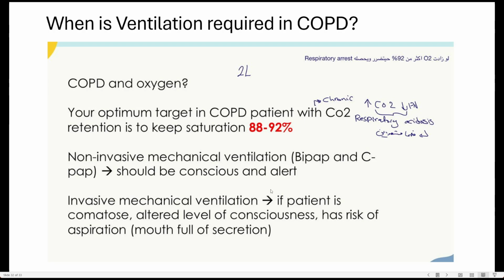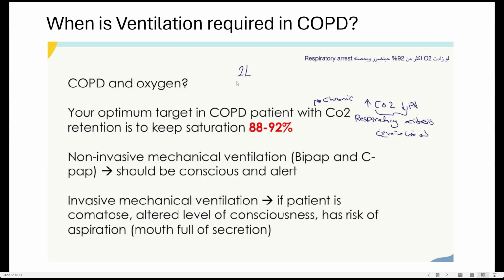But if the patient is at increased risk of aspiration, so let's say the patient is comatose, or he has altered mental status, or he has a stroke, or he's under anesthesia, or his mouth is full of secretion. If he is at risk of aspiration, then I cannot have the patient undergo non-invasive mechanical ventilation. No, I will have the patient undergo invasive mechanical ventilation. And regardless of the type of ventilation, I will give him 2 liters of oxygen at least. 2 to 4 liters.